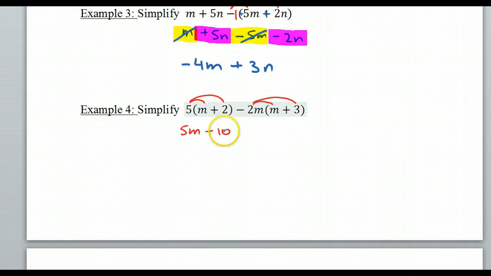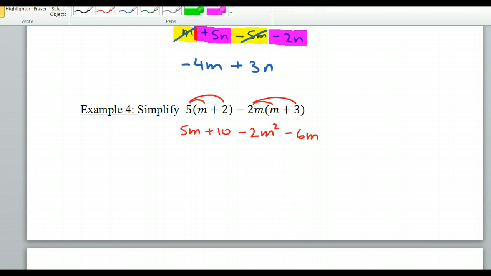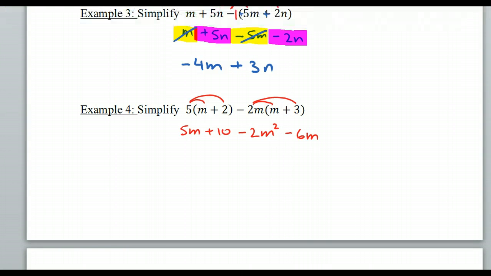Negative 2m times m is negative 2, and m times m, well, that's just m squared. Okay, and then negative 2m times 3 is going to be negative 6m. Okay, so we're multiplying everything. All right, now let me get my highlighters.